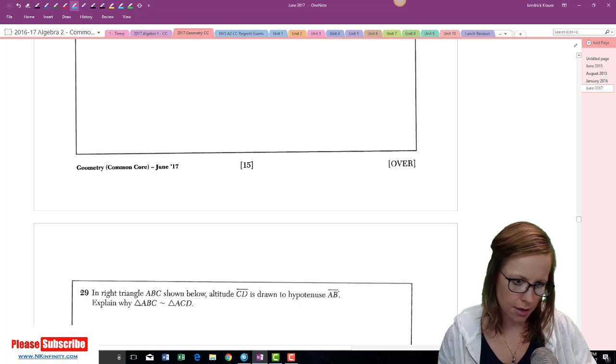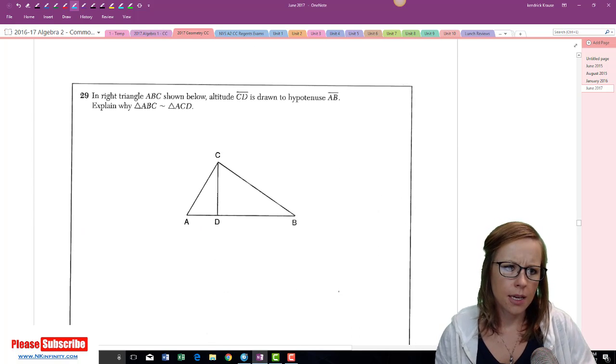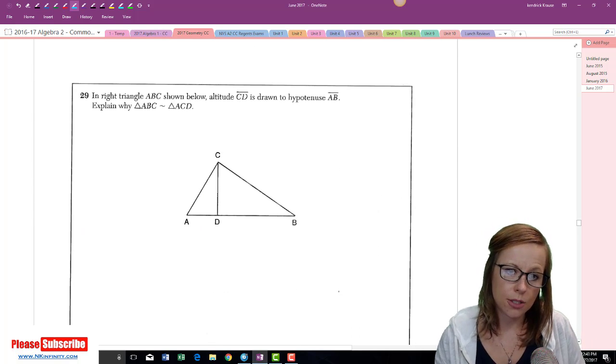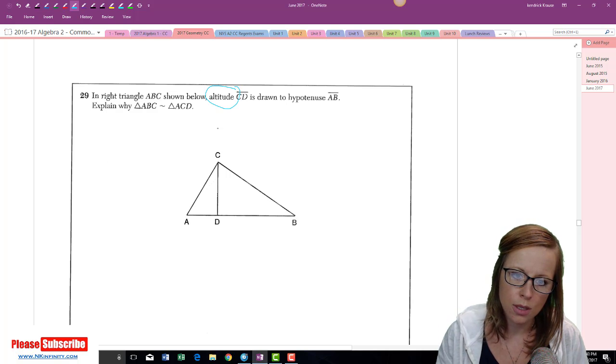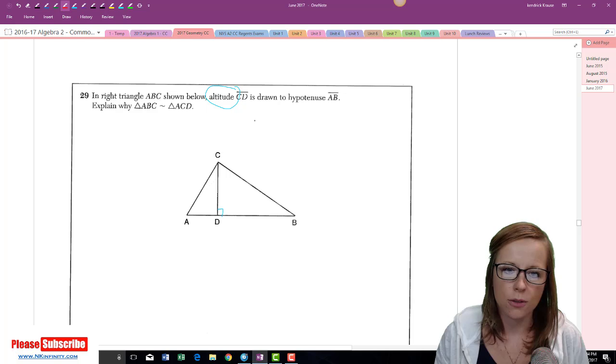All right, so 29. In right triangle ABC shown below, altitude CD is drawn to hypotenuse AB. Explain why they're similar. So you have to know, again, the word altitude means right angle. By the way, I'm going to change my color. I don't like this blue.